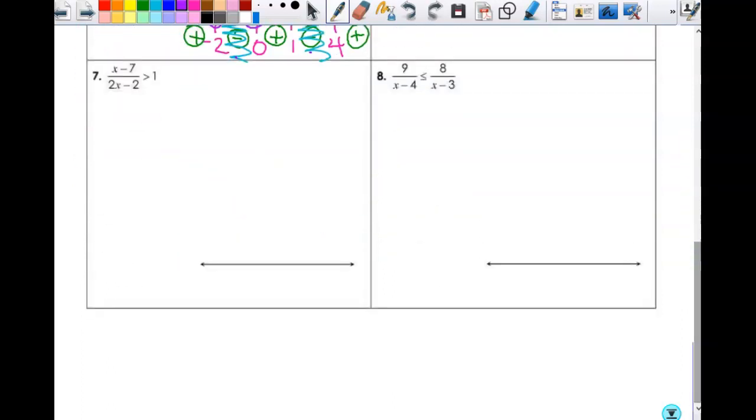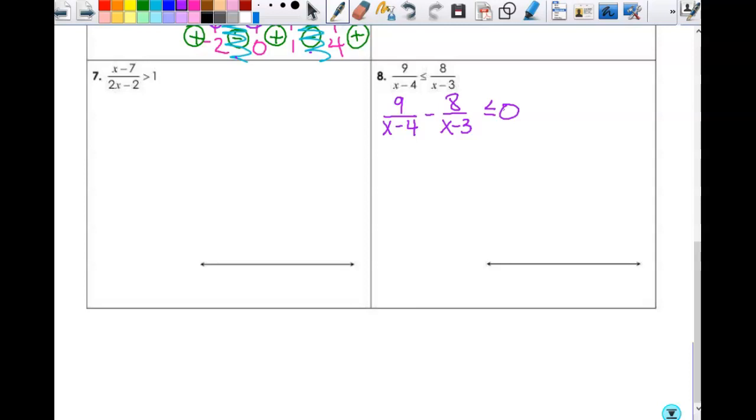Okay, so number 8, I need to set it to 0, right? So I'm going to take the stuff that's on the right-hand side and move it to the left-hand side. So this is going to give me 9 over x minus 4 minus 8 over x minus 3 is less than or equal to 0. I need this to be all one term in order for me to use it. So what do I have to do? Common denominators.